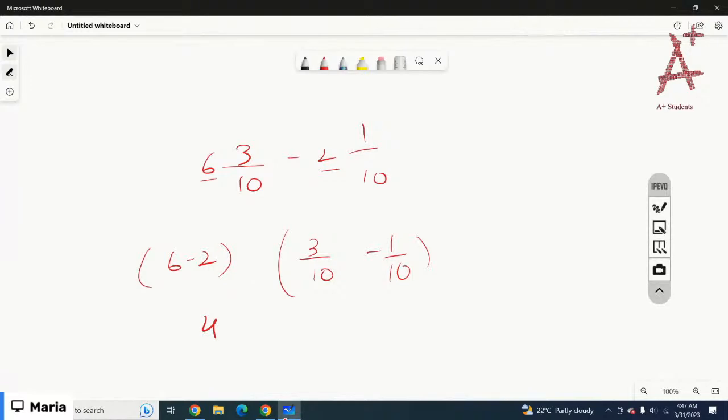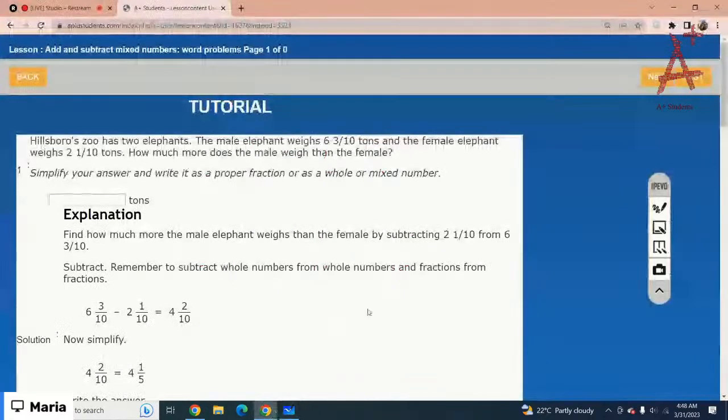6 minus 2 is 4. 3 minus 1, they have the same denominators. You can subtract their numerators. So it would be 3 minus 1 is 2 over 10. Got it? And you can divide the numerator and denominator by a common factor, that would be 2. So 2 times 1 is 2 and 2 times 5 is 10. So it would be 4 whole 1 over 5. Got it? That means male elephant weighs 4 whole 1 by 5 more than female. Got it? So the correct option is 4 whole 1 over 5.